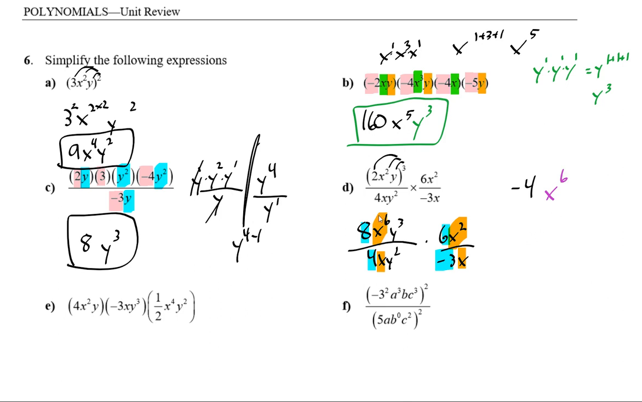For the y's, I've only got a little bit. I've got y cubed and y squared. Y cubed over y squared is y to the 3 minus 2, which is just 1. So 2 of these cancel out 2 of those, and we're left with just 1. So this is going to be our answer for D.